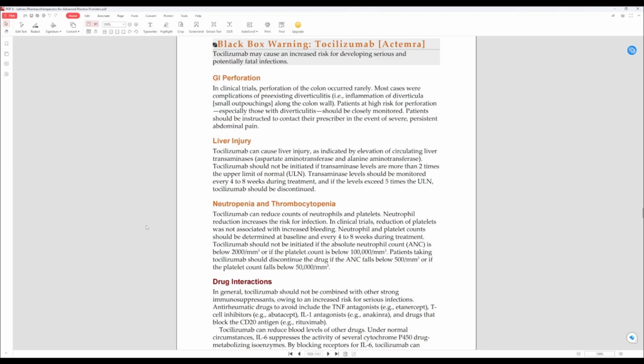Speaking of, we'll touch base real quick on its ability to cause GI perforation. During clinical trials, perforation of the colon occurred rarely. Most cases were complications of pre-existing diverticulitis. Patients at high risk for perforation, especially those with diverticulitis, should be monitored closely. Patients should be instructed to contact their prescriber if events of severe persistent abdominal pain occur.